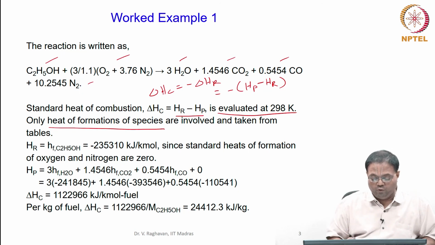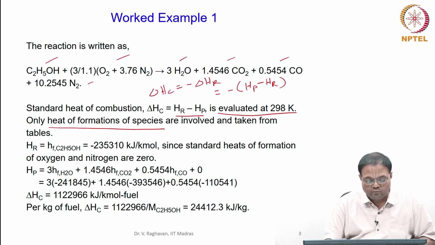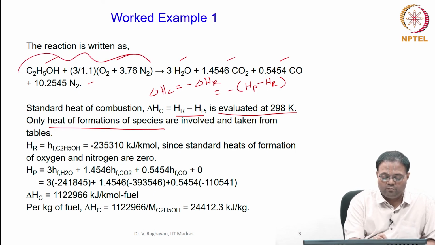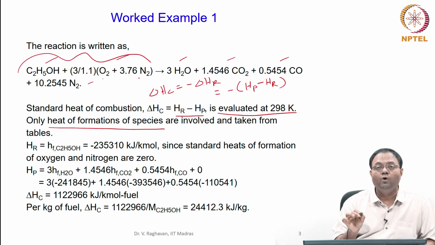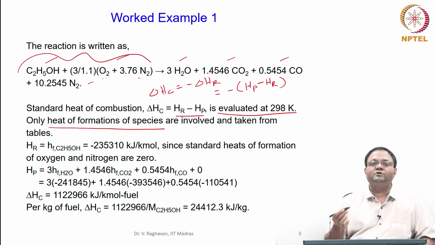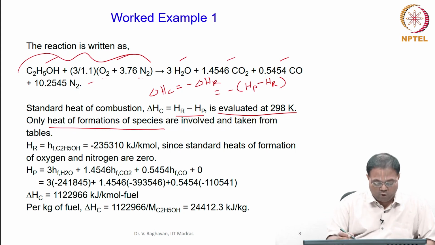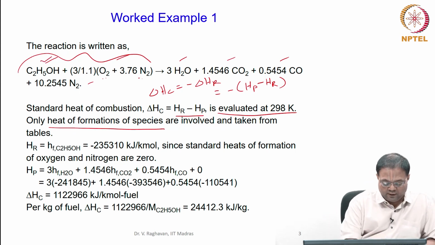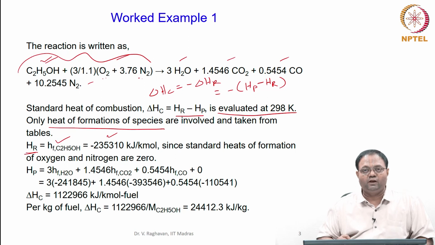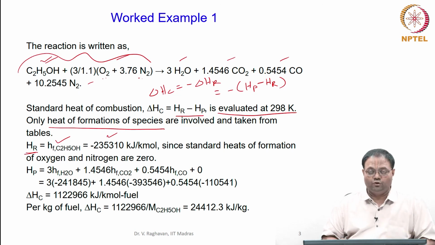So, for example, HR, the reactant mixture, contains ethanol, O2 and N2. However, since O2 and N2 are basic elements, their heats of formation are 0. So, the HR is contributed only by the heat of formation of ethanol, which is given as minus 235,310 kilojoule per kilomole. Okay? So, that is the enthalpy of the reactants.